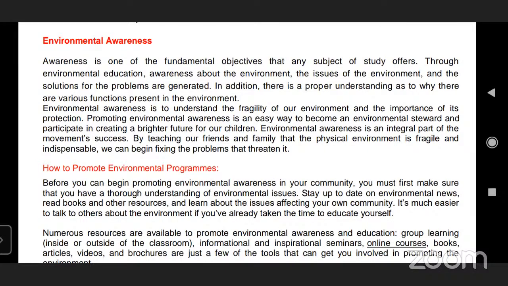As we know, to begin promoting environmental awareness in your community, you must first make sure that you have a thorough understanding of environmental issues. So if you want to promote the environmental programs at your village level or at your family level, first you must make sure that you have a thorough understanding of environmental issues.